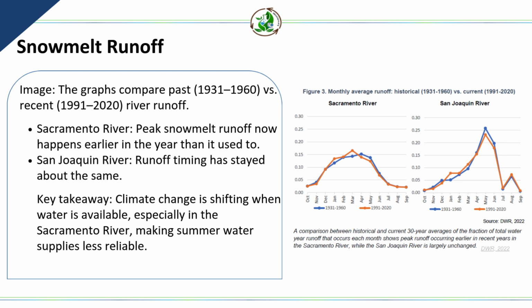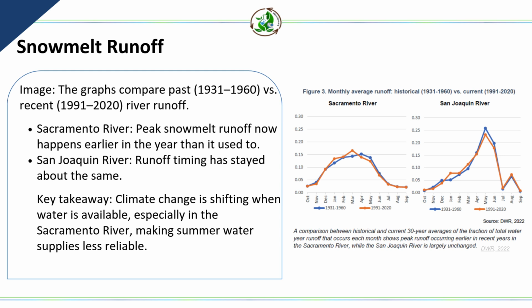Let's examine snowmelt runoff and how it has changed over time. The graphs compare past river runoff from 1931 to 1960, with more recent data from 1991 to 2020. For the Sacramento River, peak snowmelt runoff now happens earlier in the year than it used to. This means less water is available in summer when farms and cities need it most. For the San Joaquin River, runoff timing has stayed about the same, so the changes aren't uniform across the state. The key takeaway is that climate change is shifting when water is available, especially for the Sacramento River, making summer water supplies less reliable.